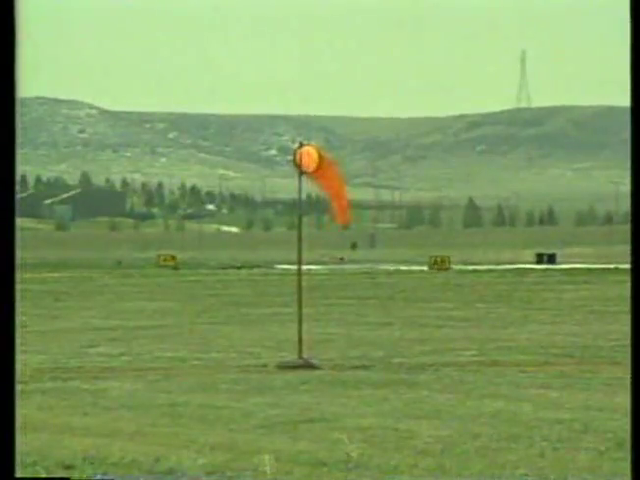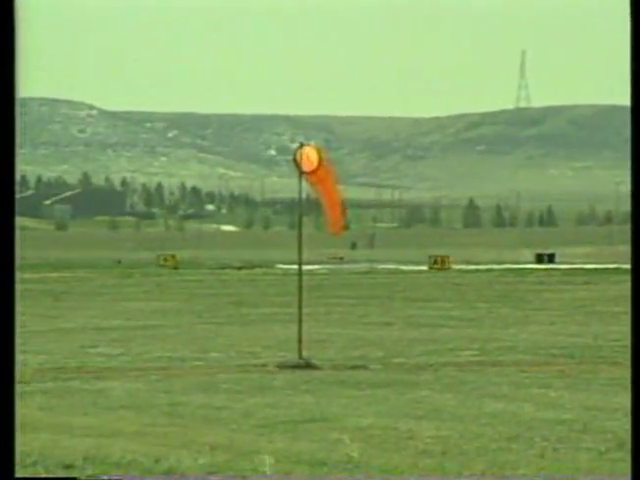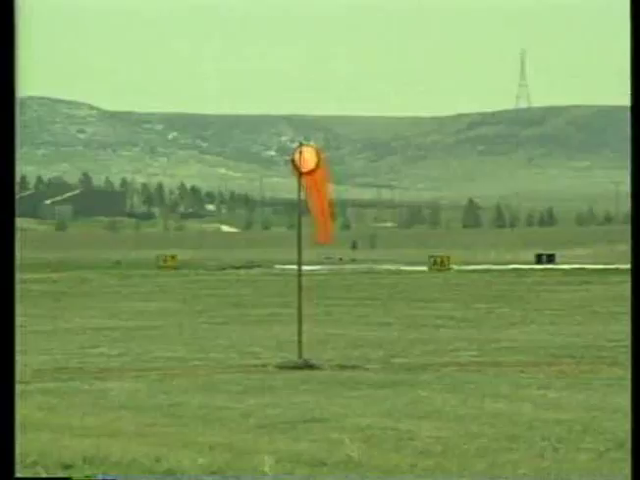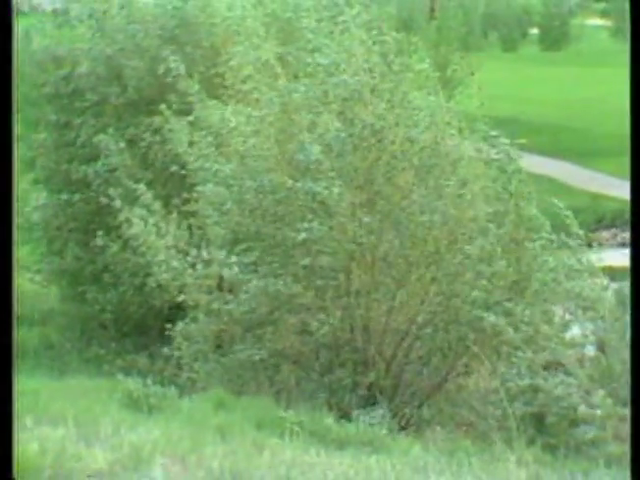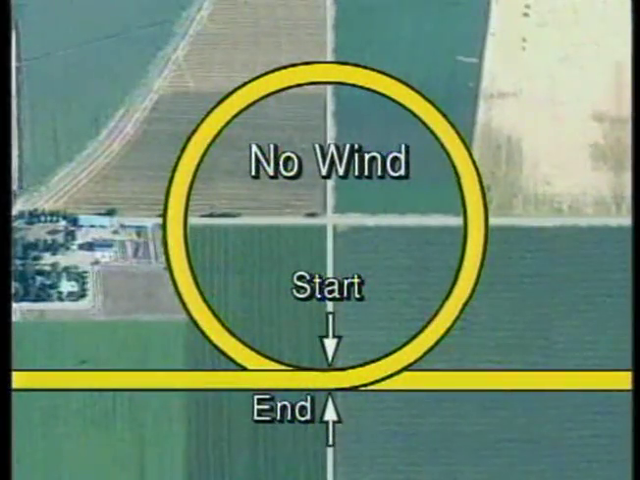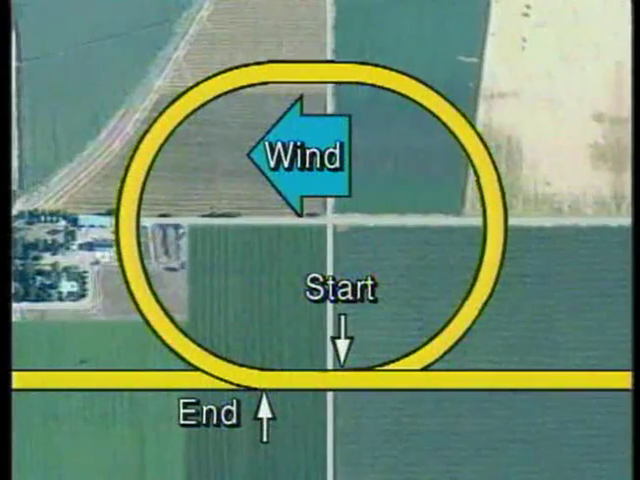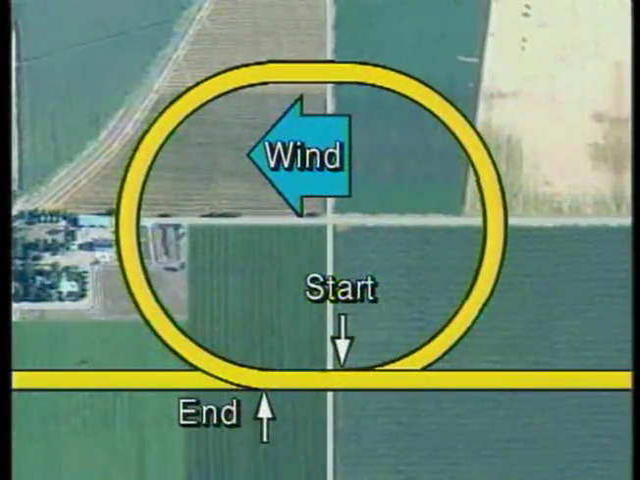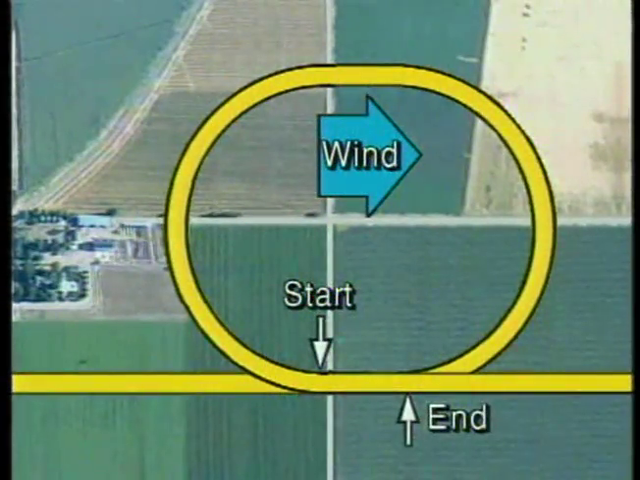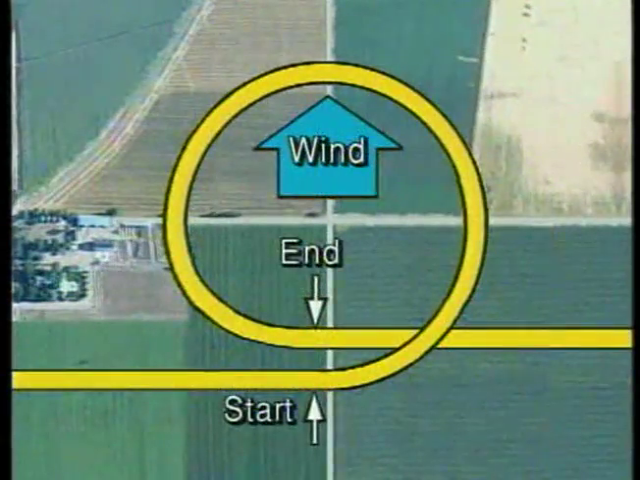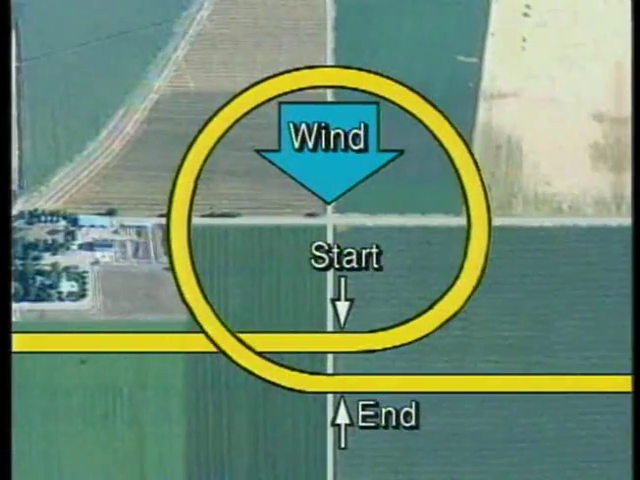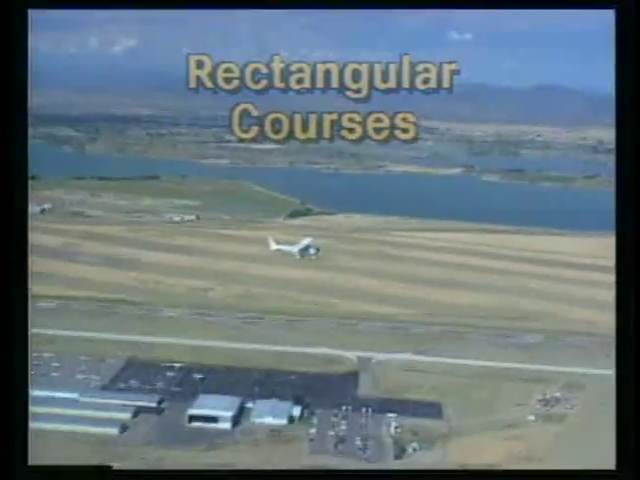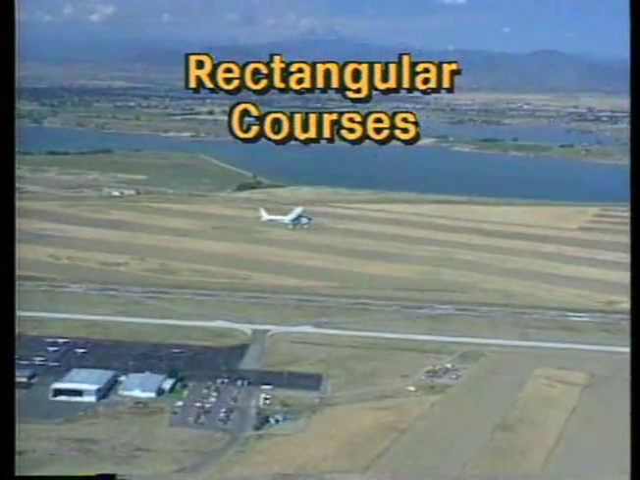The first step in executing any ground reference maneuver is to determine from which direction the wind is blowing. This can be done by noting the position of the windsock at the departure airport, the runway in use, or the direction the wind is blowing trees and dust. Another method you can use is to fly a 360-degree constant airspeed, constant bank turn. The difference between your starting and ending points gives you the general idea of the wind direction.